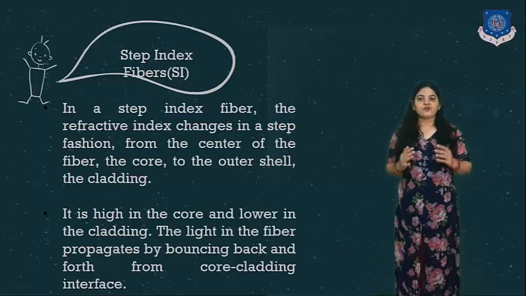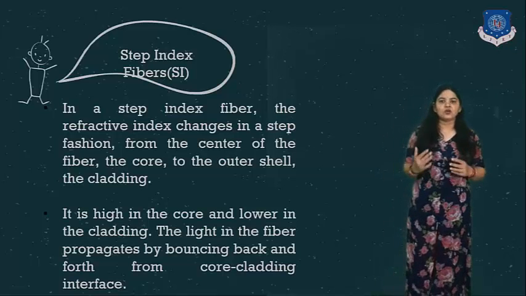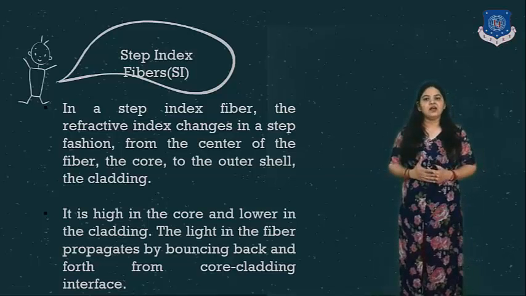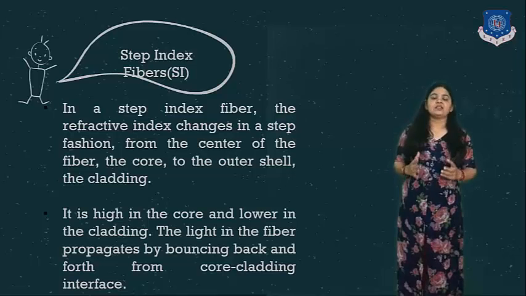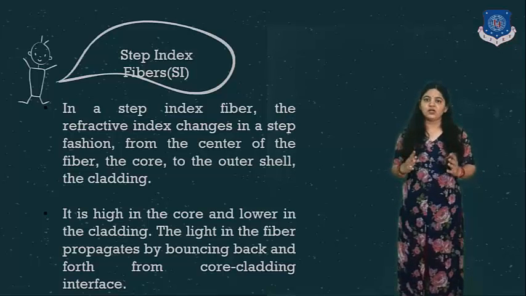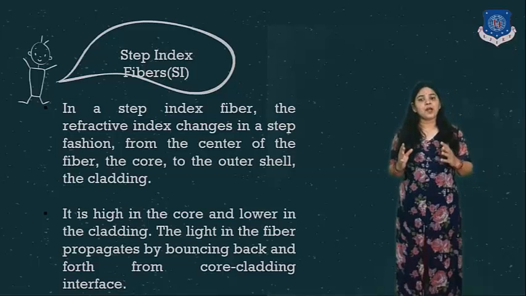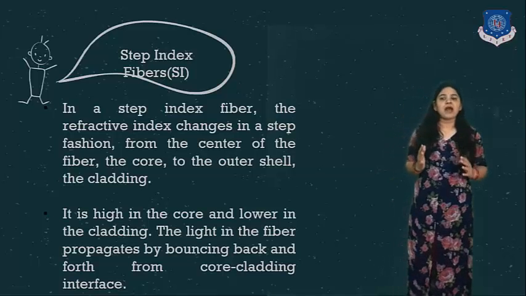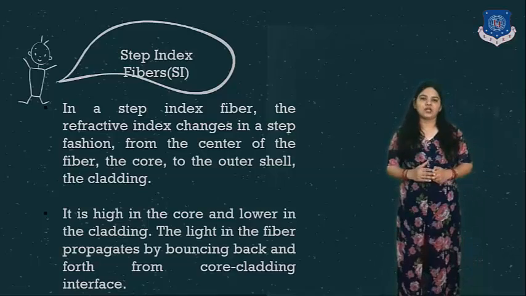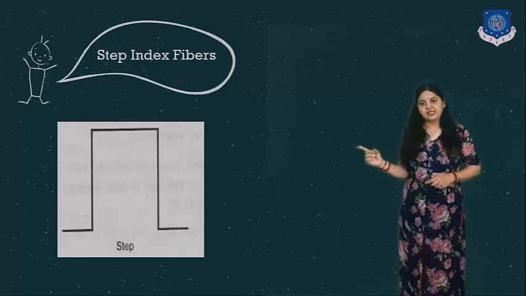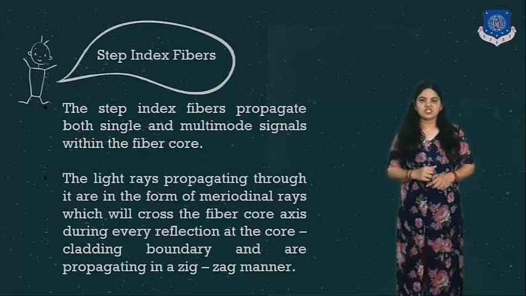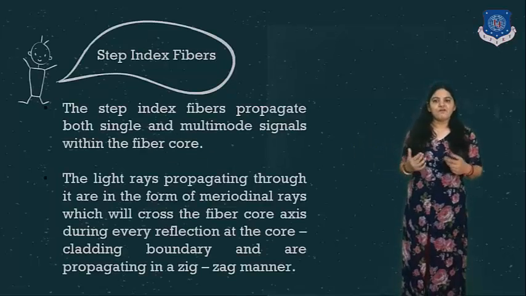From the center of the fiber, the core, to the outer shell, the refractive index is high in the core and lower in the cladding in the case of the step index fiber. The light in the fiber propagates by bouncing back and forth from the core-cladding interface. So this is the shape of the step index fiber.